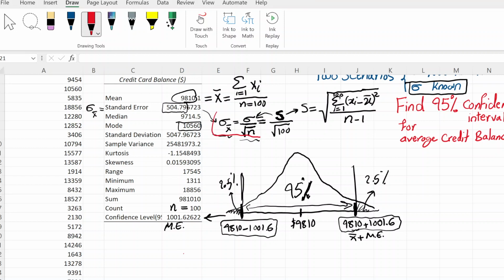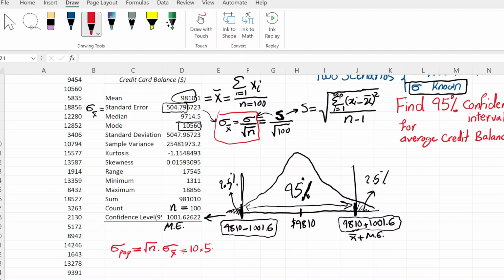using this formula, I can say sigma, which is sigma of population. Population meaning all 1 million customers of this credit card company, is root n, or square root of n, times sigma X bar. Well, root n is just the square root of 100, which is 10, times sigma X bar, and we just computed that here.